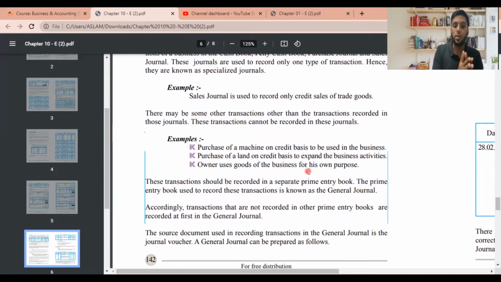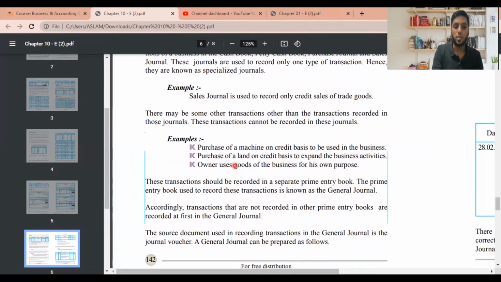Now you need to understand one particular thing when it comes to purchase of a machine on credit. Some students think that when you purchase something on credit, it is relevant to the purchase journal. But if you purchase a machine on credit, a machine is a non-current asset. A non-current asset purchase cannot be taken under primary books. You should always take it under general journal because it's not inventory, it's a non-current asset. When you make inventory purchases on credit, you take it under purchase journal. But when you purchase a non-current asset, or anything other than inventory, you should always take it under general journal.